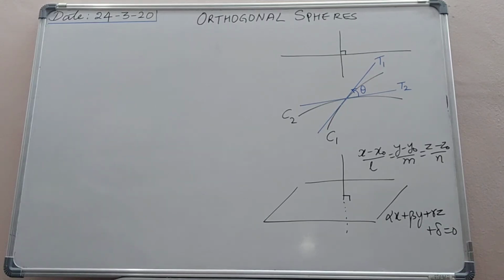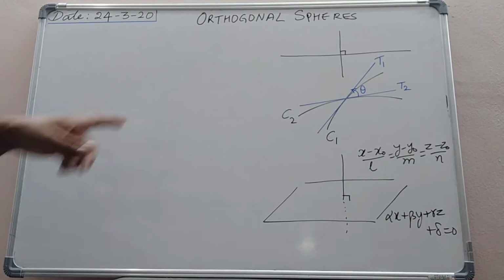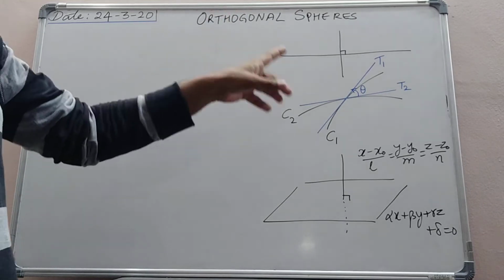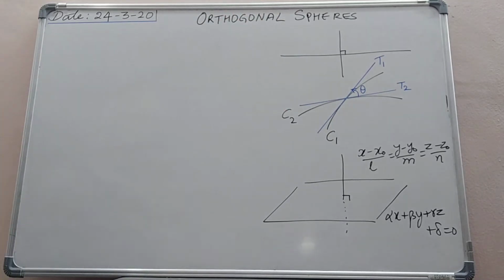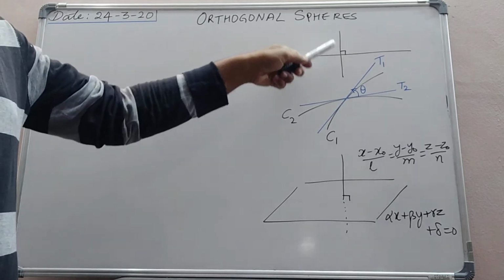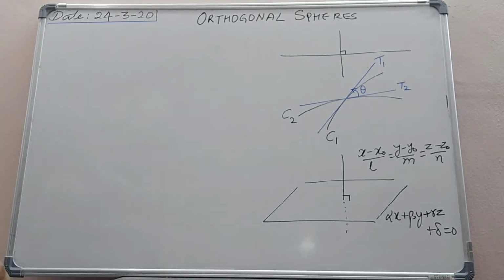In this video, we discuss orthogonality of two spheres. Let us try to understand what orthogonality means. So here I have a pair of lines and the angle that these two lines make is 90. So we say that these two lines are perpendicular to each other.